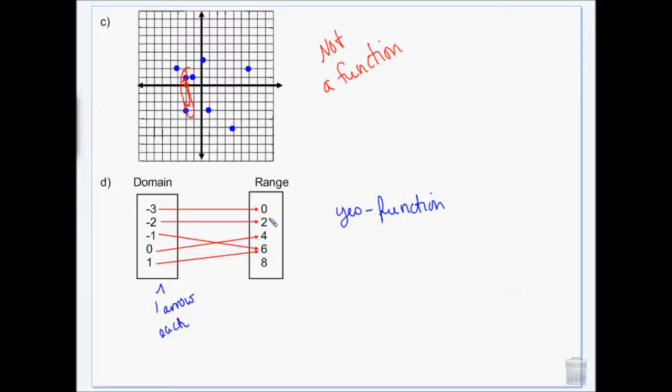And it is not 1-to-1 because I have 2 arrows coming here. It's also not onto because you see how I have this extra 8 hanging out? And to be onto, all of the range has to be used. So it's not either. It's not 1-to-1, it's not onto, it's neither. So this tells me not 1-to-1. And this extra guy tells me not onto.